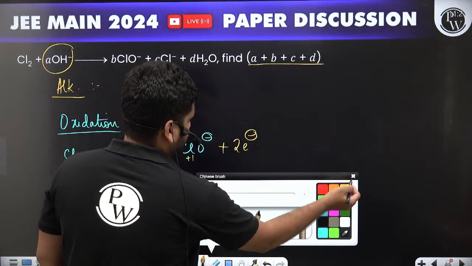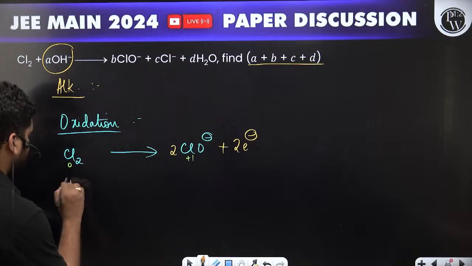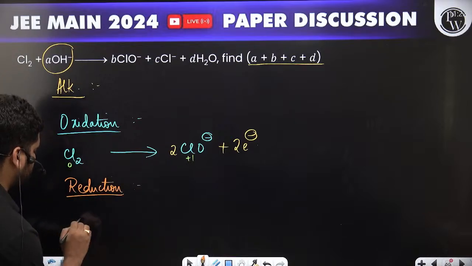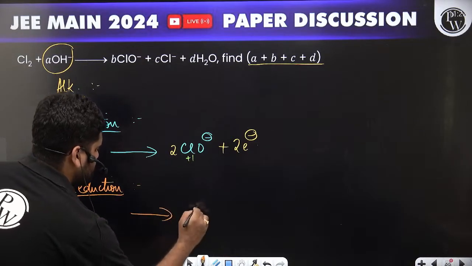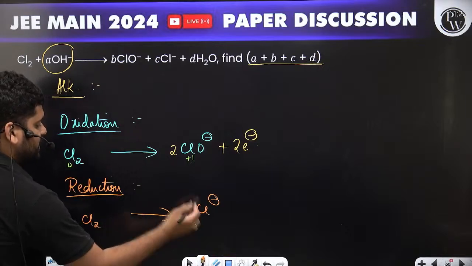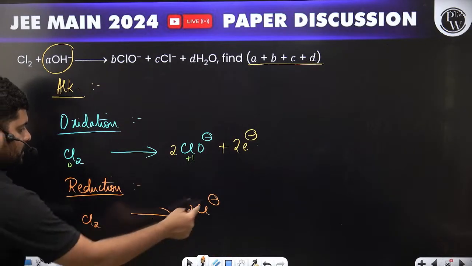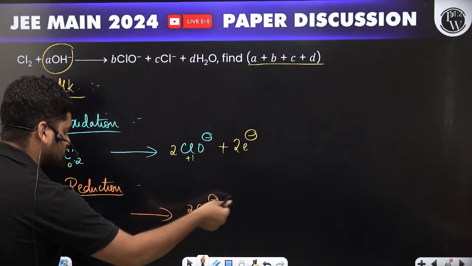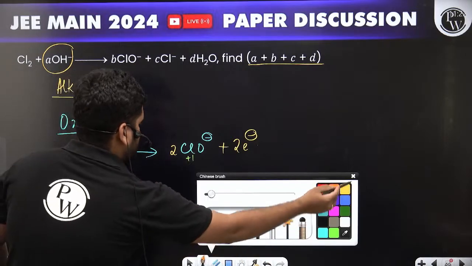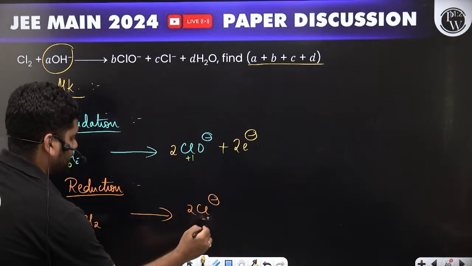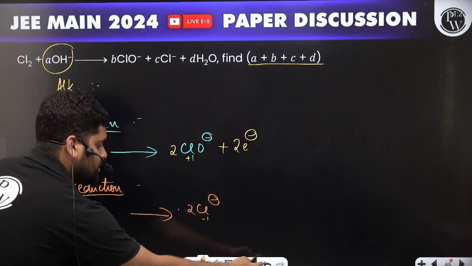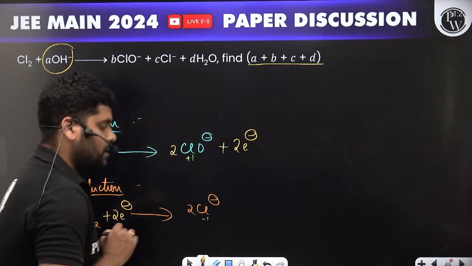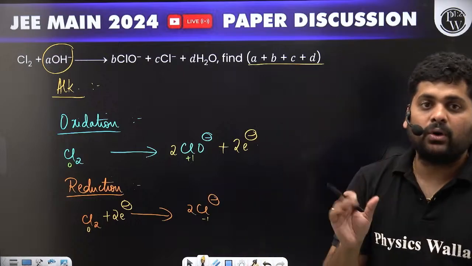Okay, now the next part which we have is the reduction half. The same Cl2 molecule is getting converted into Cl minus. So balance this first. We'll put 2 Cl minus. You can see the charge is minus 1, so for 2 chloride ions it is going to be minus 2, 0 to minus 2. So I'll put 0 over here, and here you have minus 1 for 1 chloride ion, for 2 chloride ions it is going to be minus 2. So we will put plus 2 electrons over here. Chlorine and electrons both are balanced.